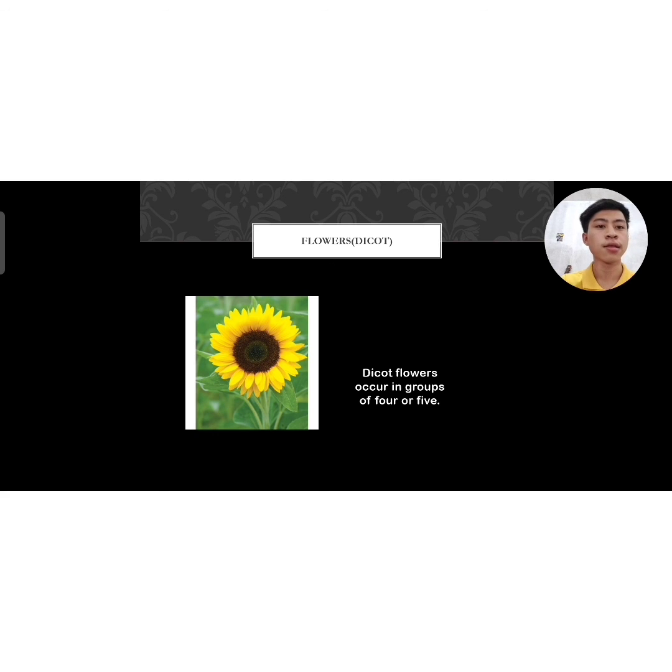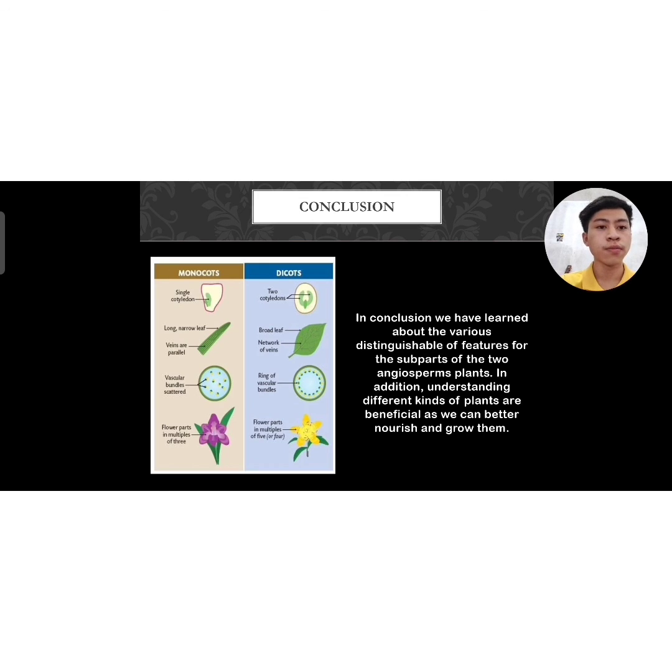And then that's it. As for the conclusion, we have learned about the various distinguishable features for the subparts of the two angiosperm plants. In addition, understanding different kinds of plants are beneficial as we can better nourish and grow them on ourselves.